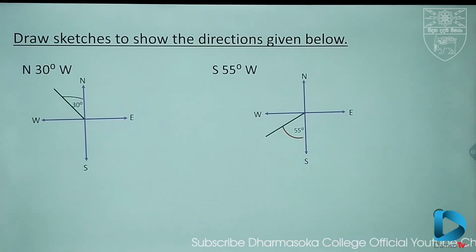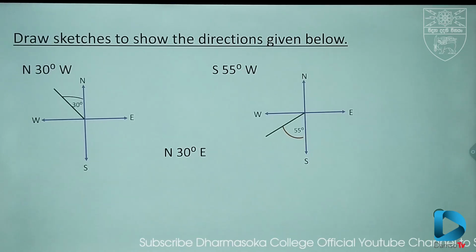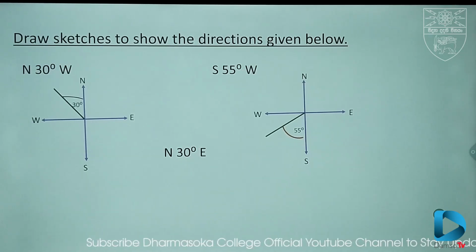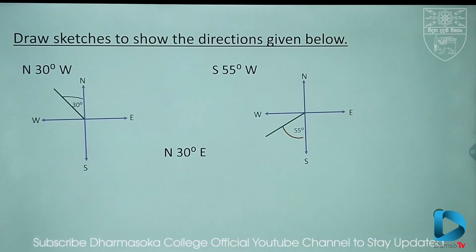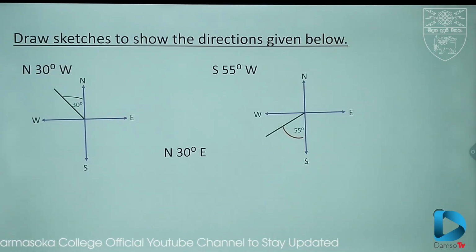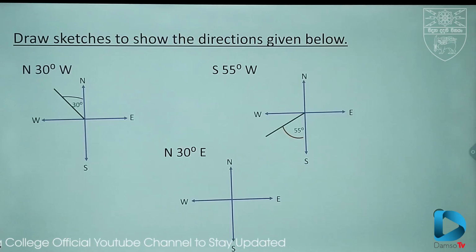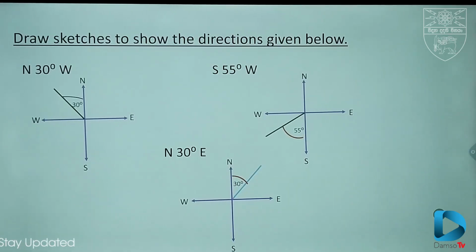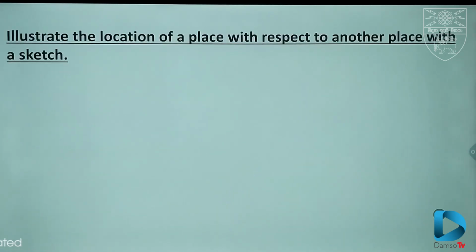Let's see another one. N 30 degrees E. The meaning of this one is 30 degrees east of north. That is the way of drawing the sketch. Now let's move to the next part.